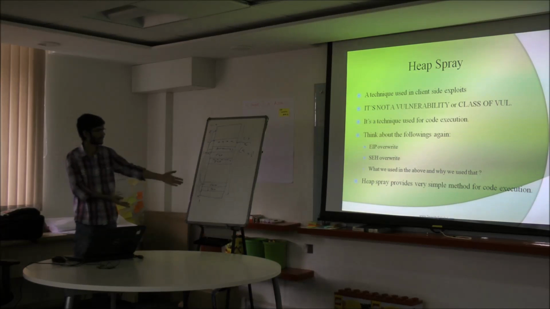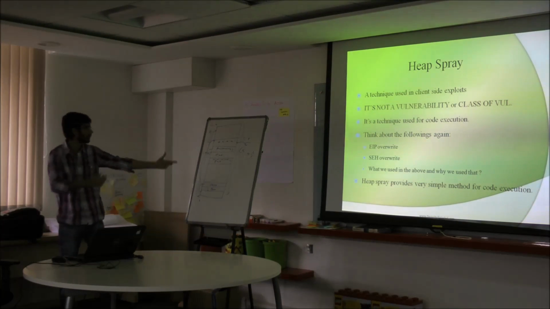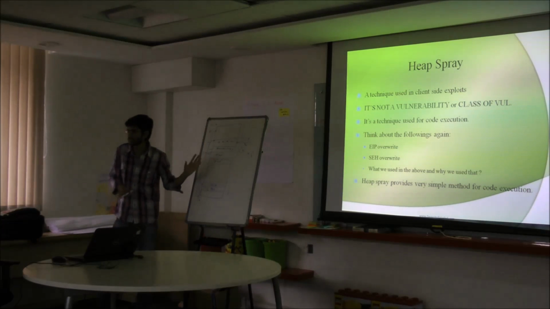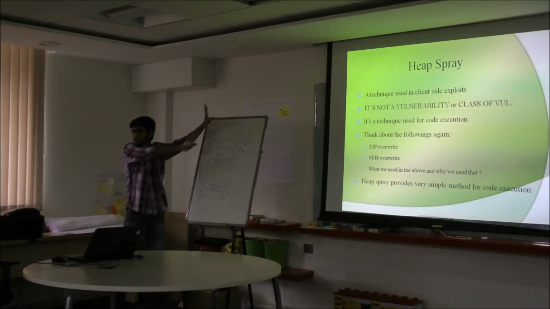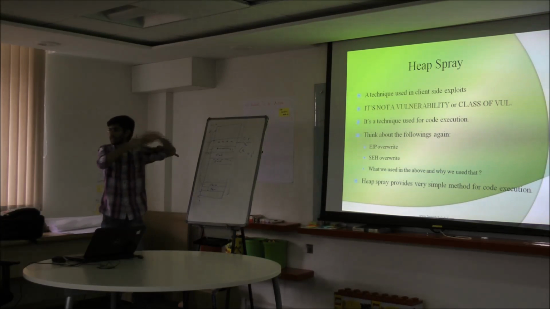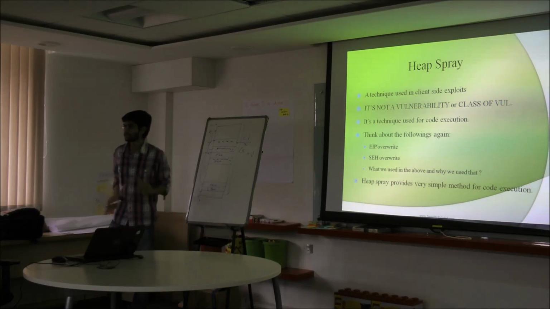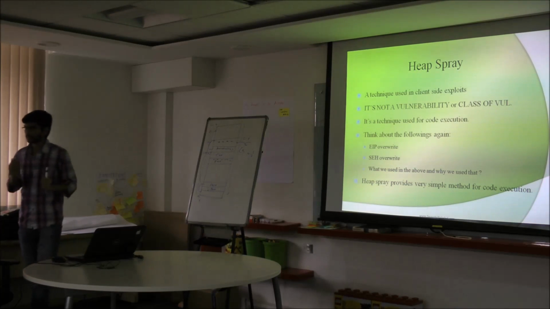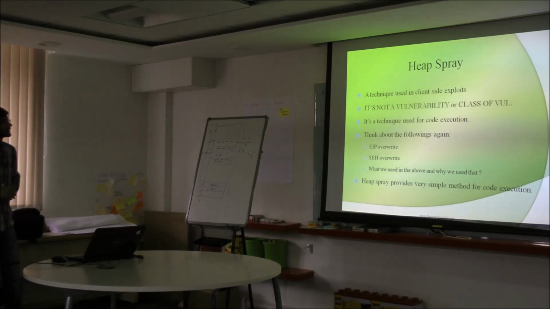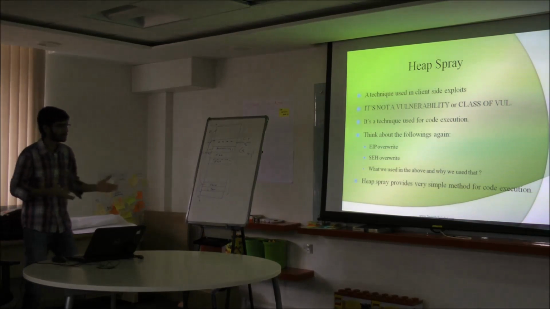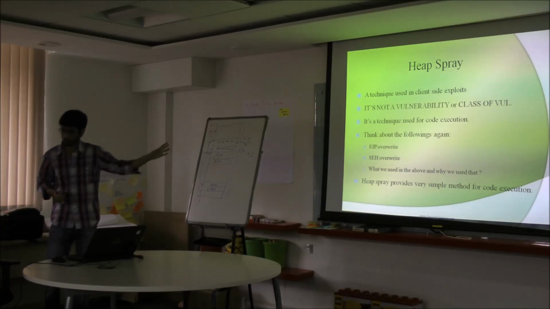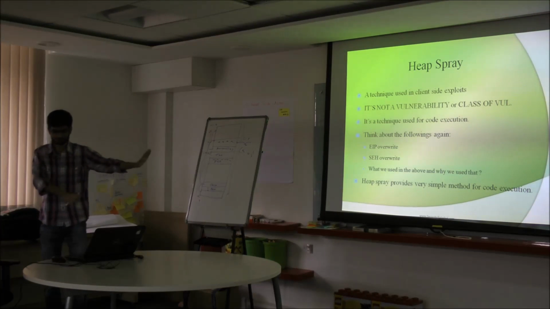Now what if we do not have this type of thing? We do not have control over these areas, or maybe we do not have any space to land in. We have control over EIP, just EIP, and no other control over the stack, or maybe the heap as well. But we want to execute our code because we have control over EIP. Heap spray provides a very simple method for code execution.